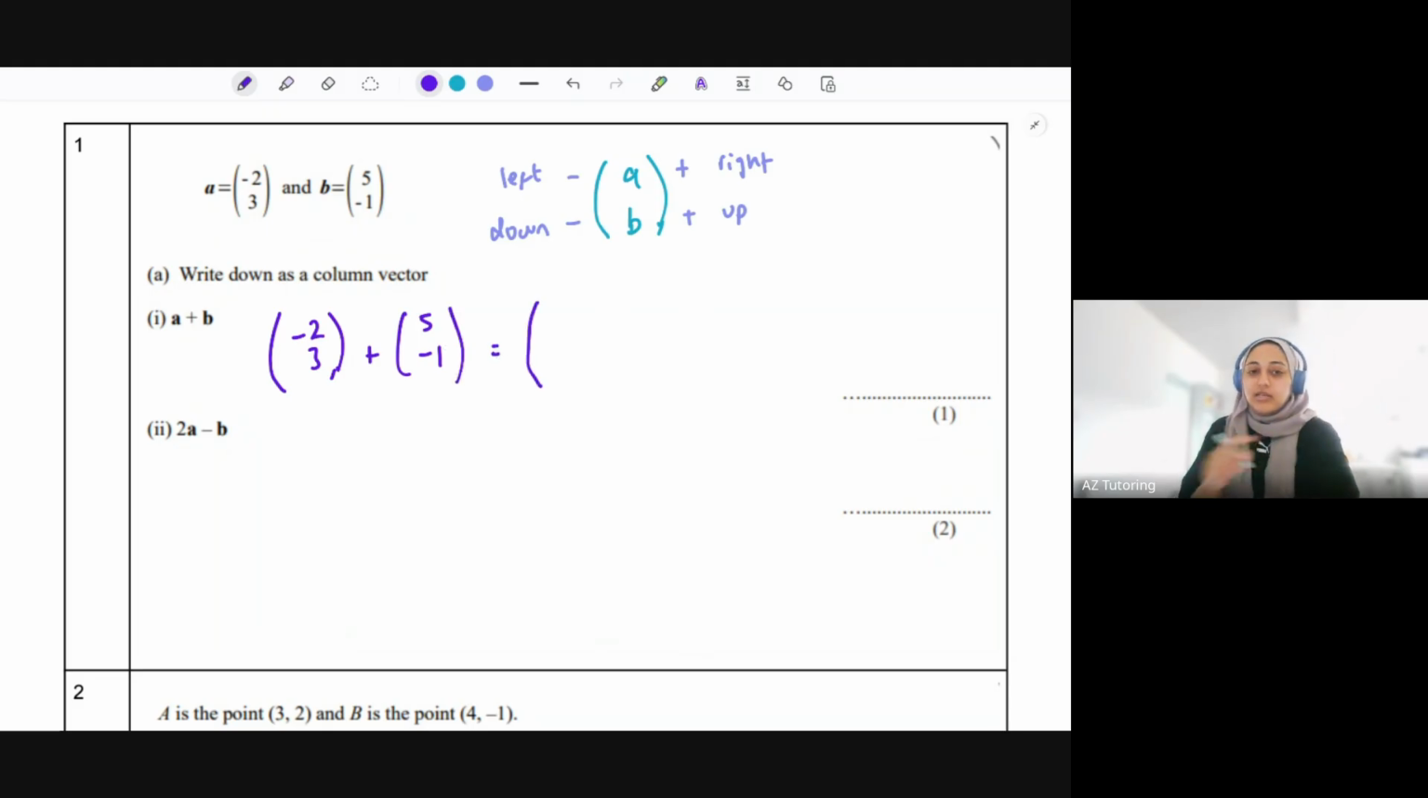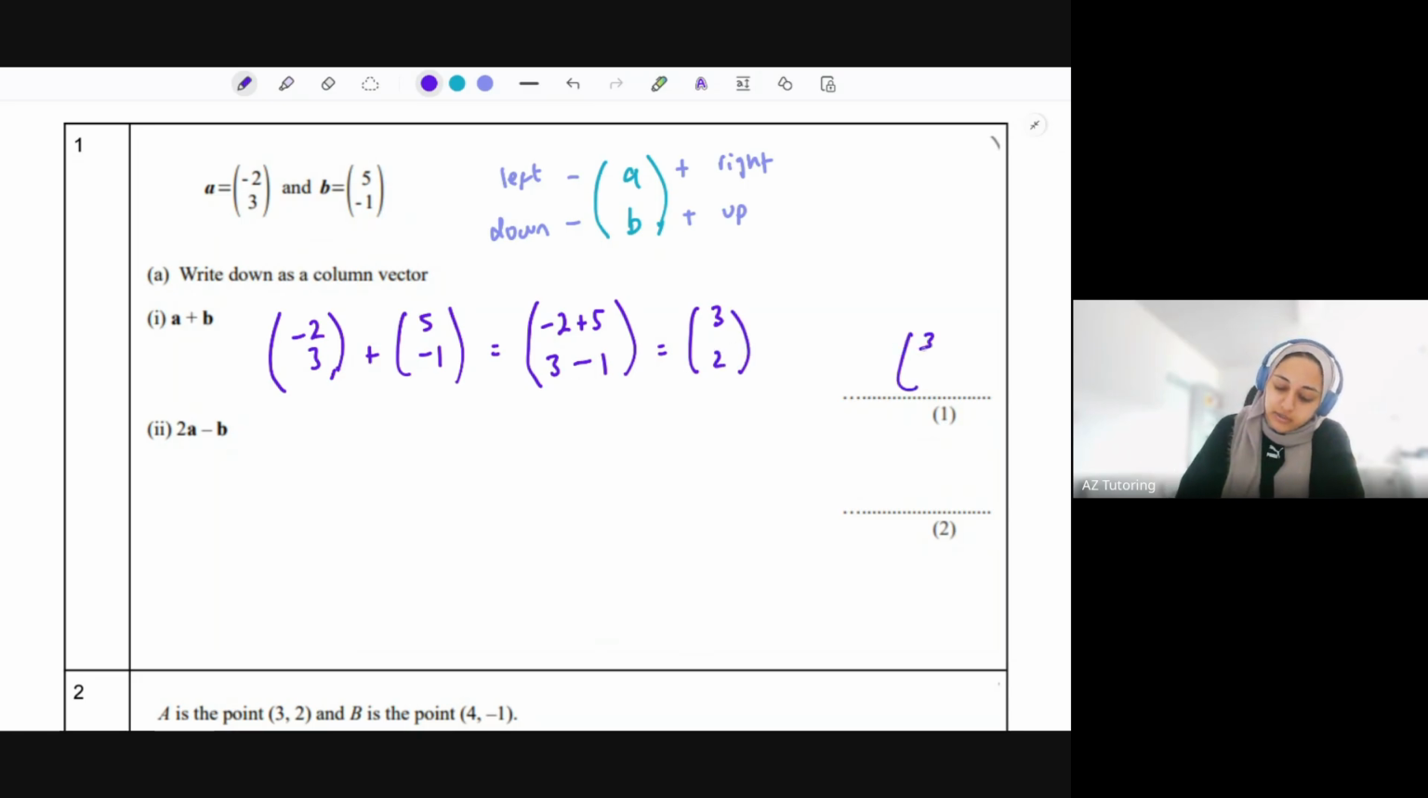And then to add them, we're just adding the top two numbers, and we are adding the bottom numbers as well. So we're doing -2 plus 5 for the top, and we're doing 3 plus -1 on the bottom. On the top, we've got -2 plus 5, which gives me 3. And on the bottom, we've got 3 - 1, which is 2. So that's our answer, 3, 2.